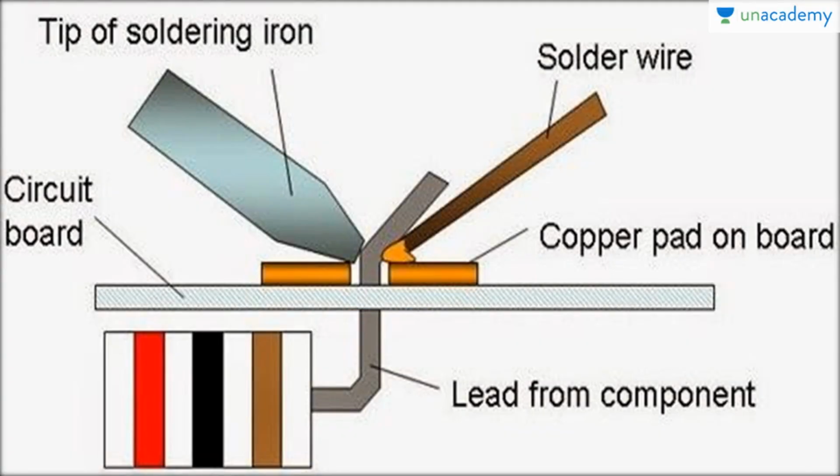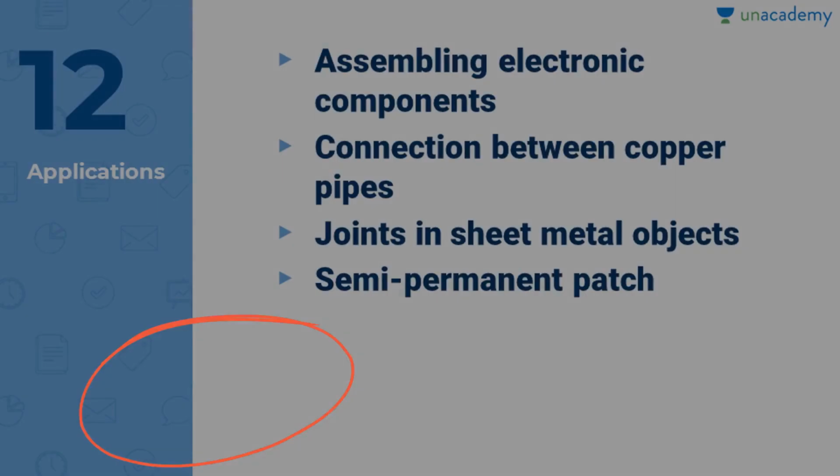So this is how the soldering application is used. You can see the circuit board on which the components have to be joined, and the semiconductors. This is the tip of the soldering iron, this is the copper band and this is the filler material, and this is how it is applied so that the lead can be joined to the component.